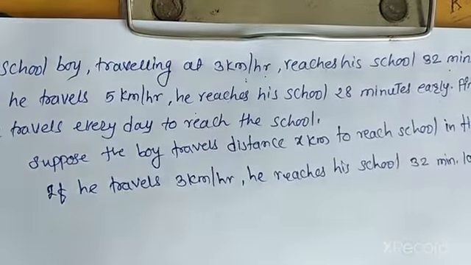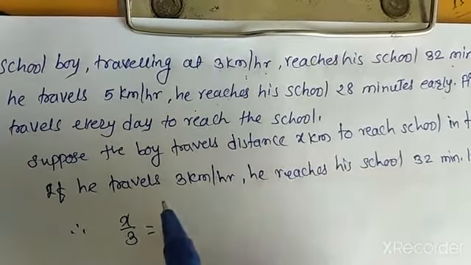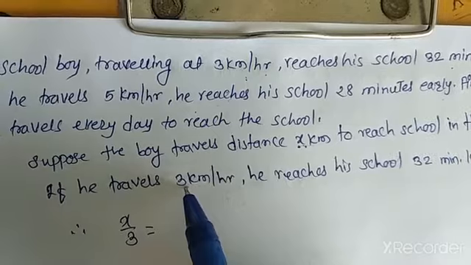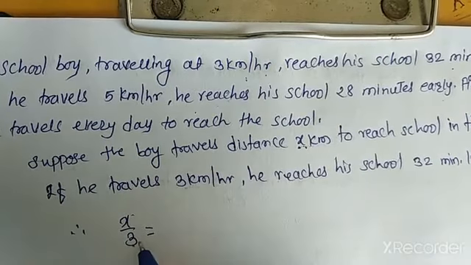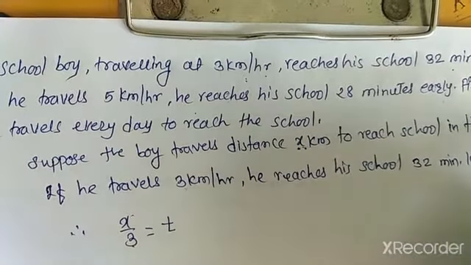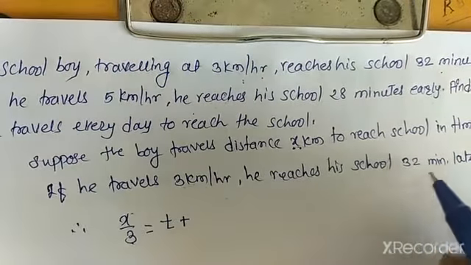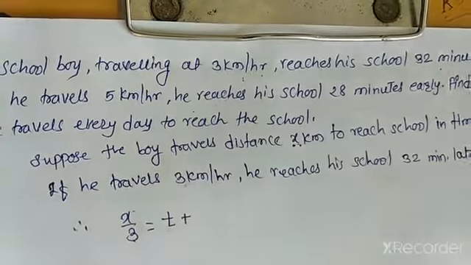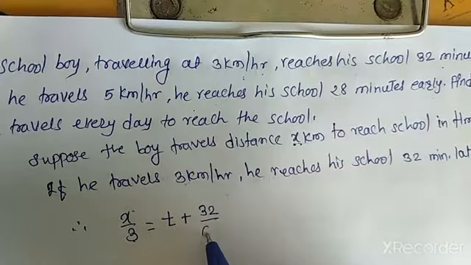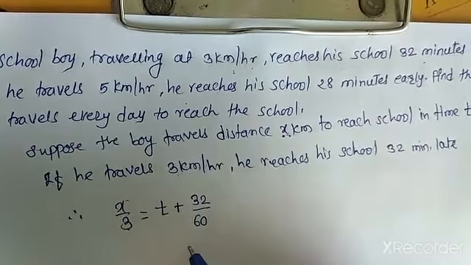Okay, so here it can be written as x upon 3 is equal to, because he has covered x distance, travels x distance, and the speed is 3 kilometers per hour. So x upon 3 is equal to, it reaches in time t hours, so it will be t plus, and he is getting late, which means it takes 32 minutes extra to reach the school, which will be 32 upon 60, because it is given in minutes, we have considered in hours. So it will be 32 upon 60.